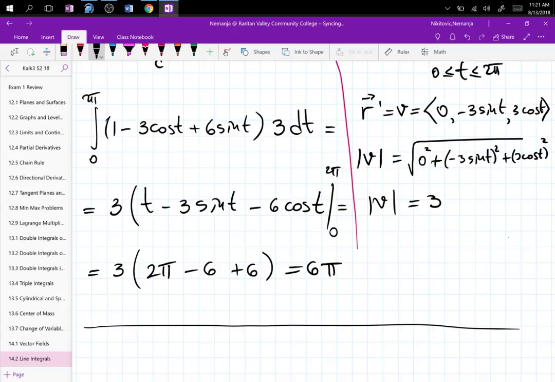Your job is to go and figure out the parametrization, and once you have the parametrization, you go and plug everything in. Don't forget to compute the velocity.